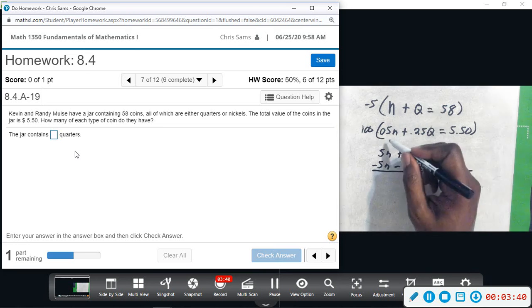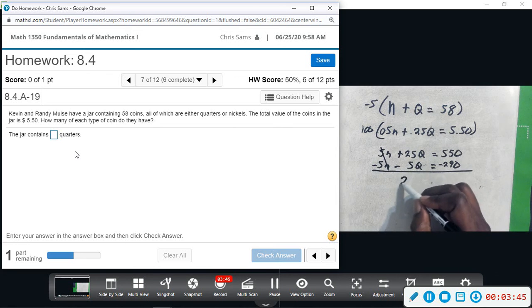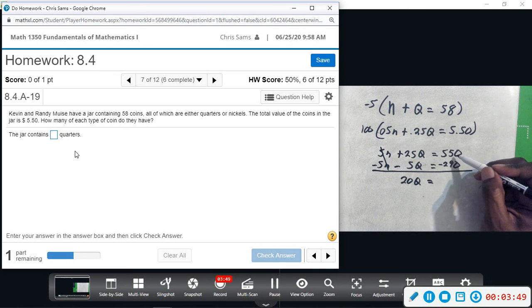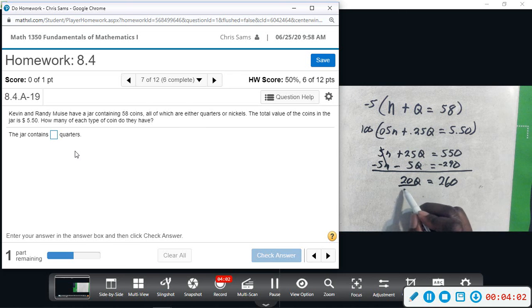Alright, now we add these 2 equations up. These will get eliminated. That will give us 20q equals, when we subtract this, 240. I'm doing the 50 first. That will leave us with 240 out of 500, so 260. And then divide by 20. And that would leave us with q, the number of quarters, is 13.